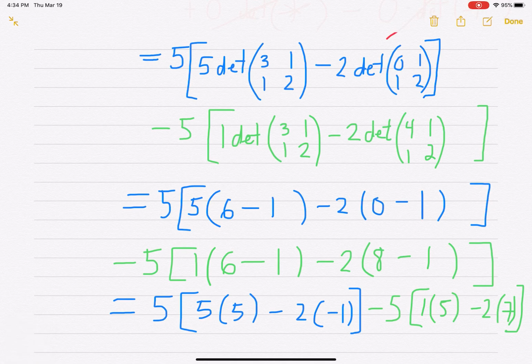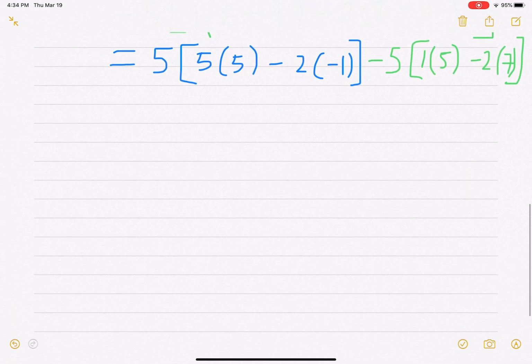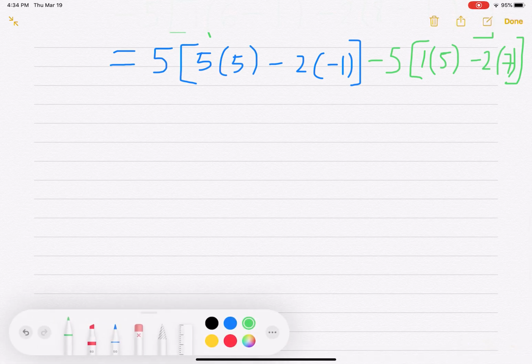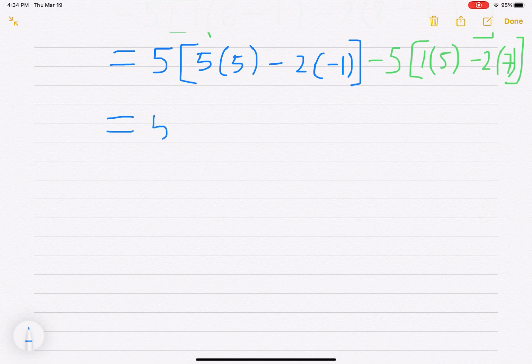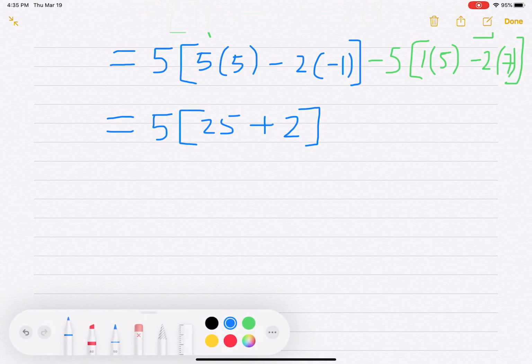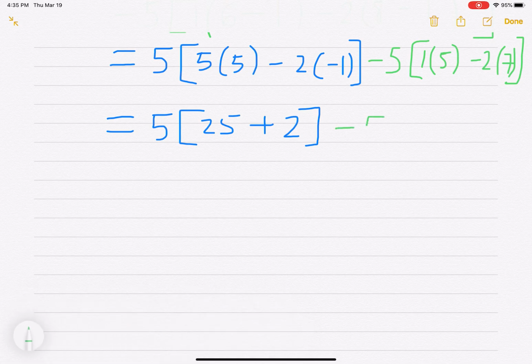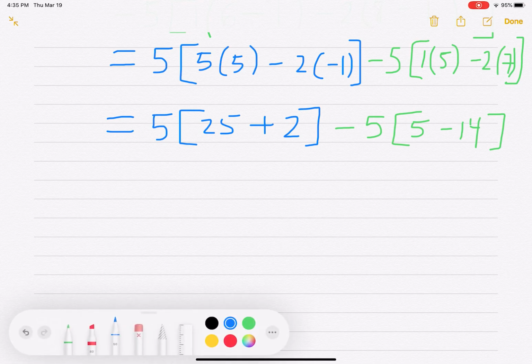Let's scroll a little bit. We're getting close. We've got 5 times, big blue brackets, 5 times 5, 25. Negative 2 times negative 1, positive 2. All right, looks pretty good. What else do we have? Let's go green. We have minus 5, big green brackets. 1 times 5, 5. Minus 2 times 7, minus 14. We're getting somewhere. All right, let's simplify the blue.